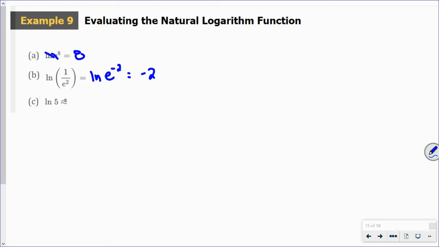This one, nothing really cancels out, so we can put that into the calculator. If you type ln, which is kind of on the left there, and then put 5 in there, enter, that is about 1.6094. And remember, we put the 2 little squiggly lines there to note that we rounded something.